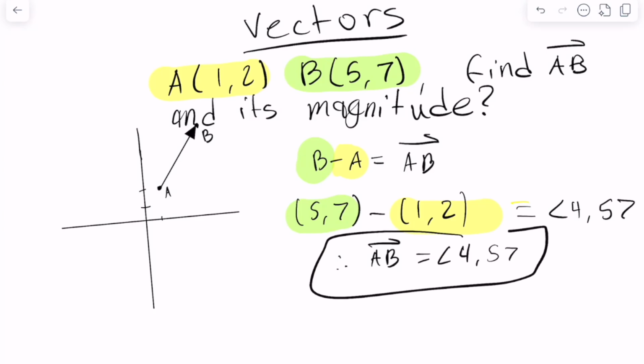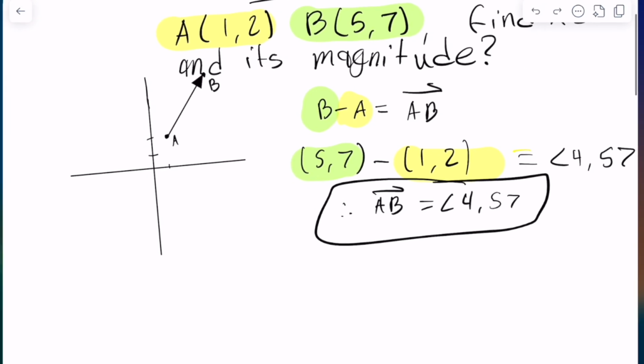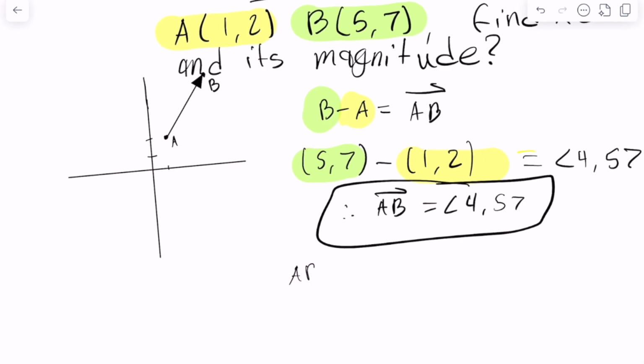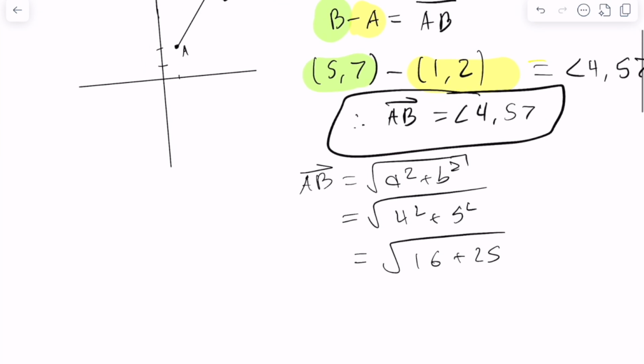But we need to find one more thing. And what is that? Well, we need to find its magnitude. So to find its magnitude, as we know from the formula previous, the magnitude of a vector, so in this case it's vector AB, equals the root of A squared plus B squared. Well, A in this case is 4, as we just found out from finding our vectors, so root 4 squared, and B is 5, so plus 5 squared. There's going to be root 16 plus 25 once you expand, and this will then equal root 41.